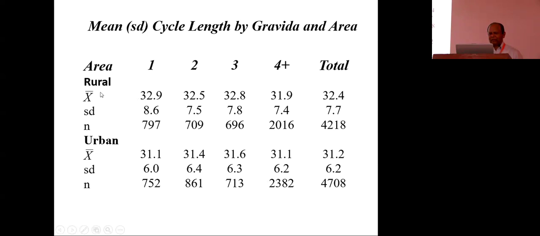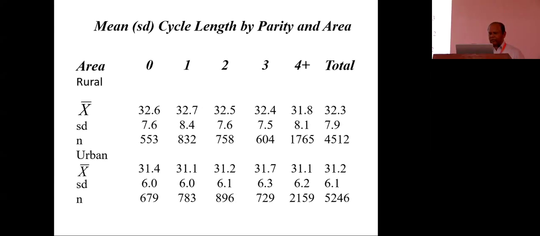So this is, for example, the area, rural or urban. This is the gravida, the number of pregnancies. So this is the cycle length. Rural women had almost 32 days, whereas urban women had 31 days cycle length. First of all, it is not 28 days. Okay. So similarly, when you look at this data, the parity, 32 days and 31 days.